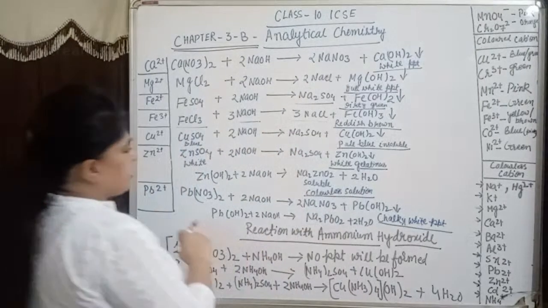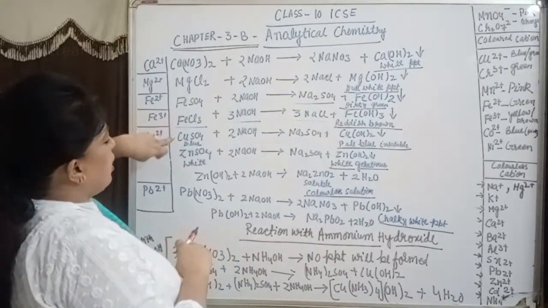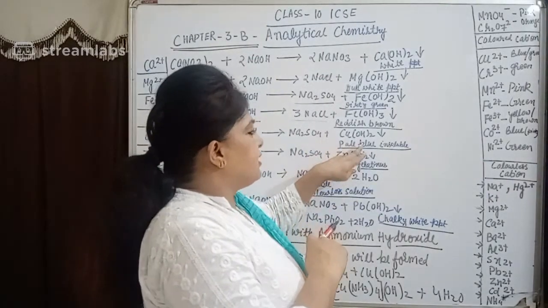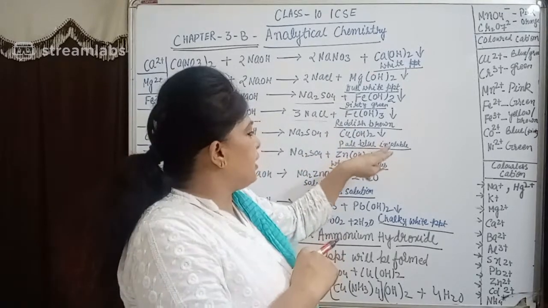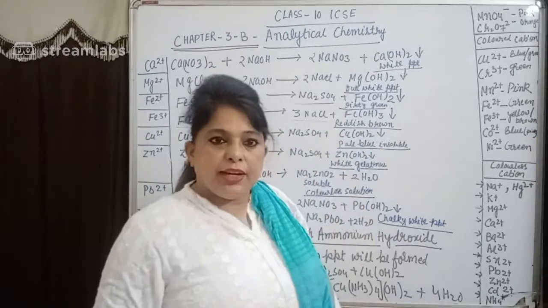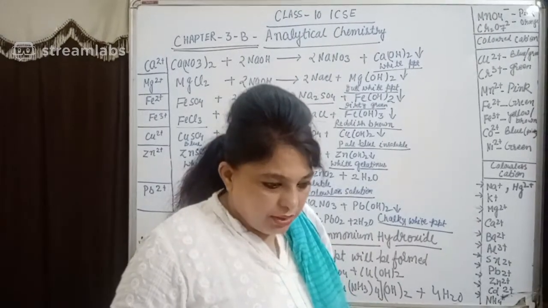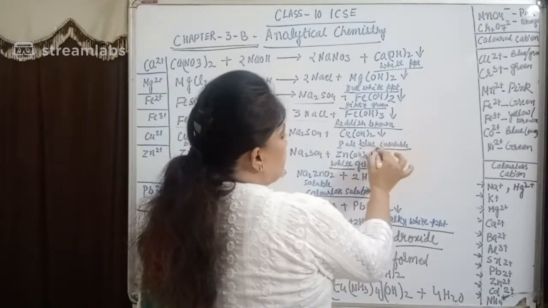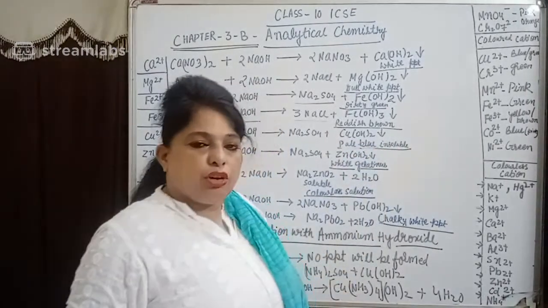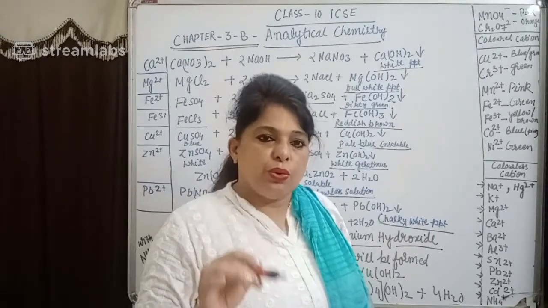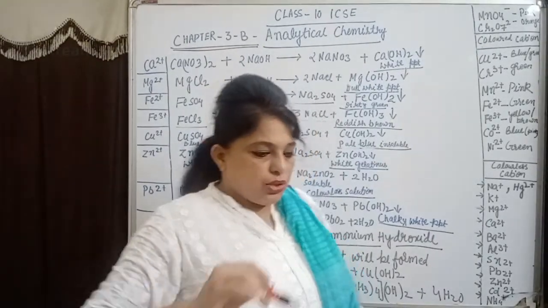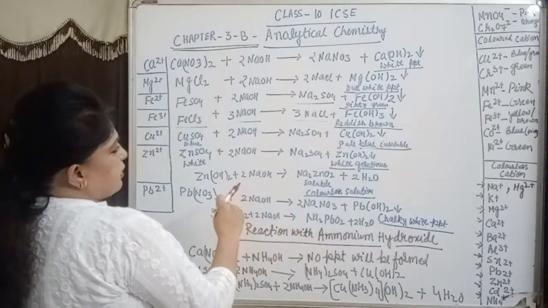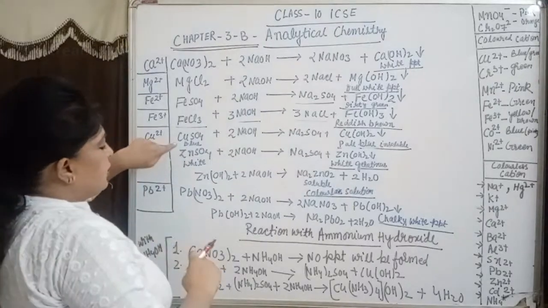Okay, so in the next case we have understood that when copper sulfate reacts with sodium hydroxide, we will get a pale blue insoluble precipitate of copper hydroxide. So what is the color in this case? Pale blue insoluble precipitate of copper hydroxide, that is Cu(OH)2. So in this case, what is the color of the precipitate? Pale blue. If you get a pale blue precipitate, it means the copper ion was present in the salt.